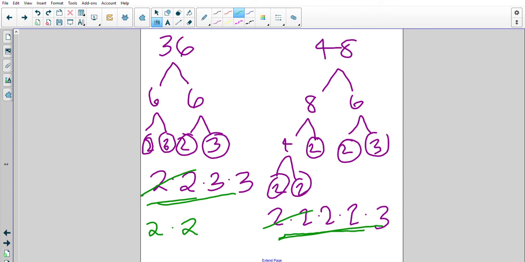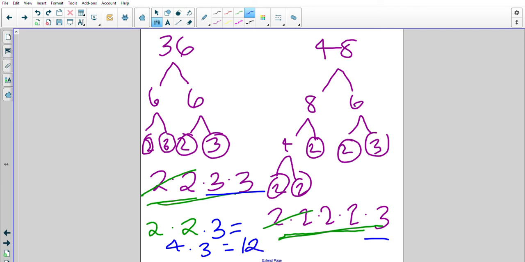And now if we look at what's next, they each have a 3. 36 has 2 3s, 48 has 1, so you can only take 1. And if you multiply all of these together, 2 times 2 is 4, 4 times 3 is 12. Look at that. There is your greatest common factor.